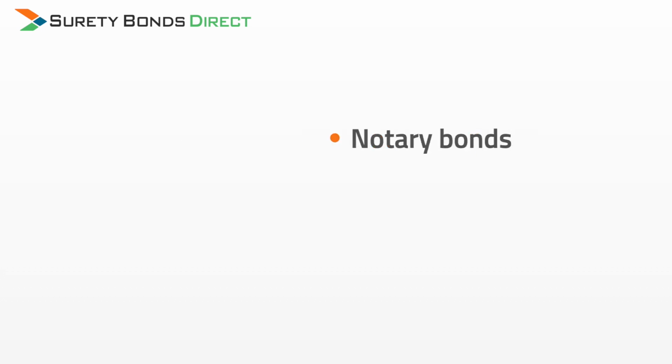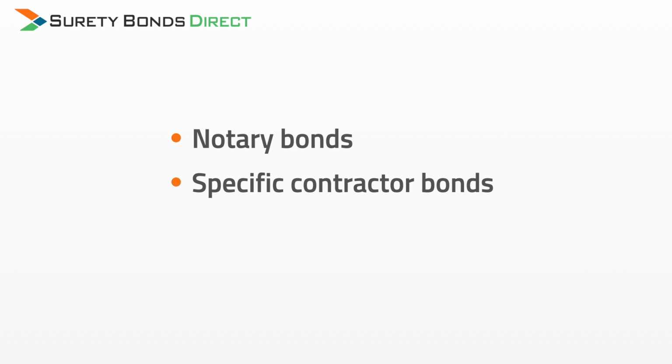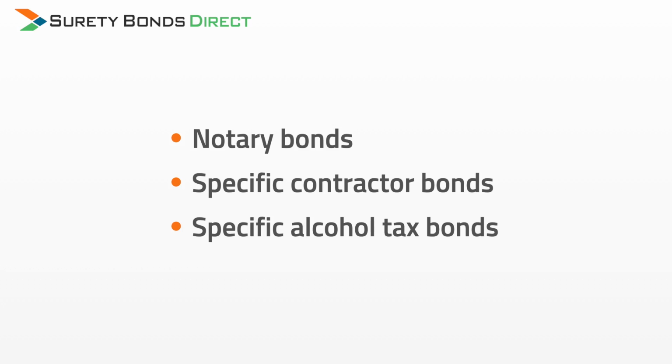Step 3, get your bond cost. A surety bond typically has a specific amount required by the obligee. This is the amount of protection provided by the bond, usually called the bond penalty. A legitimate claim will only be paid up to that amount, never greater. The price of a surety bond depends on the type of bond you need. Some bonds have flat fees associated with them, like notary bonds, specific contractor bonds, specific alcohol tax bonds. For example, a 1-year $10,000 Tennessee alcohol tax bond would cost $100 flat.